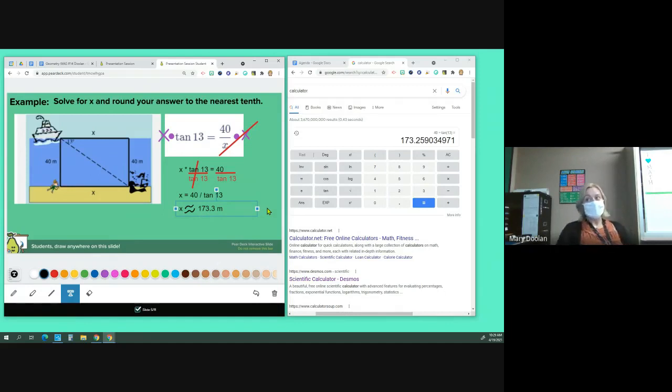Whenever you do these problems, always check that your answer is reasonable, okay? If I ended up with something that was negative, that would not be a reasonable answer. If I ended up with something like 1 meter, that would not be a reasonable answer. 173 and 3/10, that's a reasonable answer. If this is a 13-degree angle, 40 meters down here, this is going to be a very long distance, and then this amount here, this seems like a reasonable answer, and this is the correct answer.